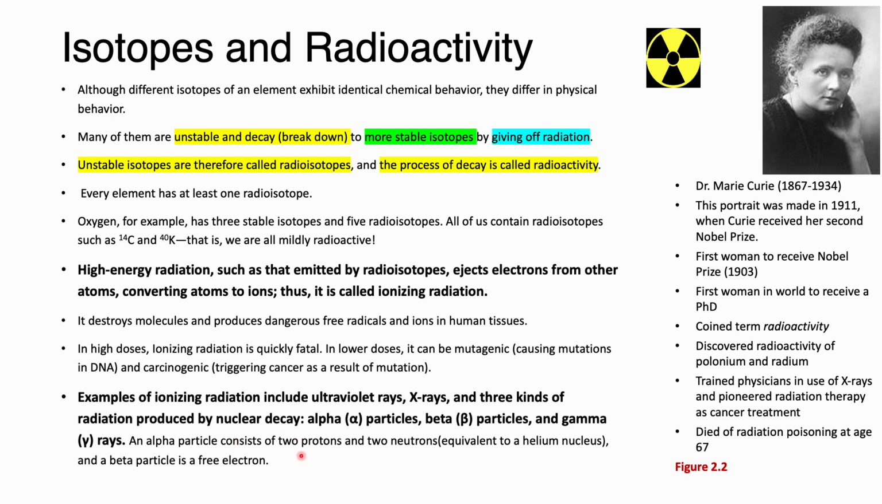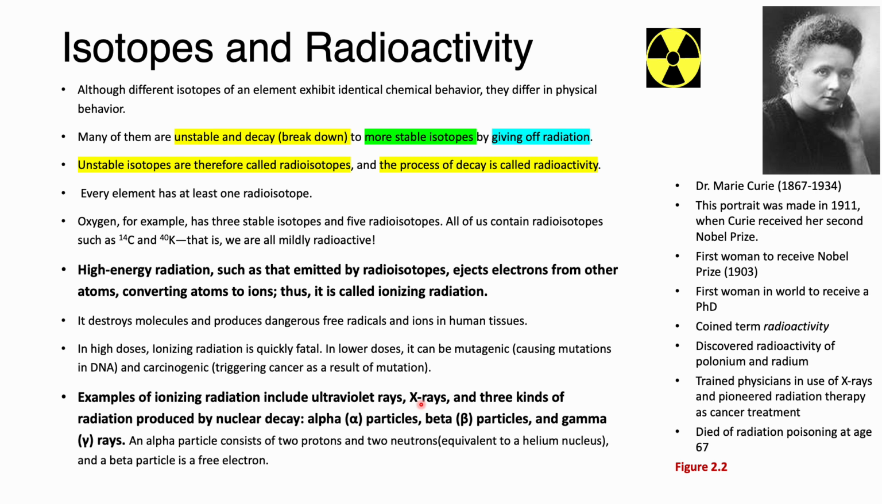An alpha particle consists of 2 protons and 2 neutrons, and a beta particle is a free electron. So why is this important? Because in high doses, ionizing radiation is quickly fatal. But in lower doses, it can be mutagenic. What does that mean? It can cause mutations in DNA. It can also be carcinogenic, which means it can trigger cancer because of those mutations. This is an example of why X-rays are contraindicated during pregnancy. This is also why we need to limit our exposure to X-rays.